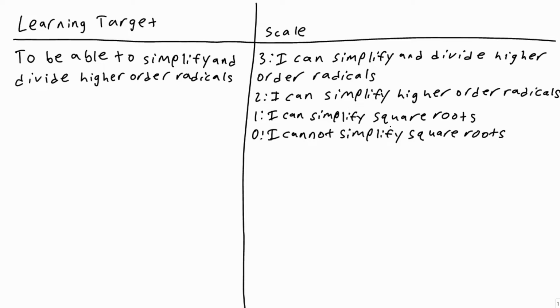For the scale, you're a three if you can simplify and divide higher order radicals. You're a two if you can simplify higher order radicals. You're a one if you can simplify square roots. And you're a zero if you cannot simplify square roots.